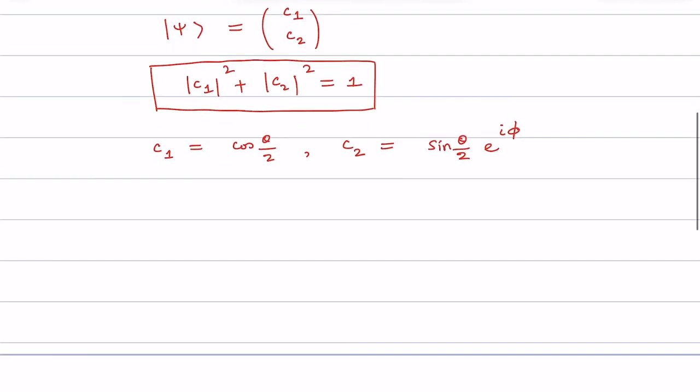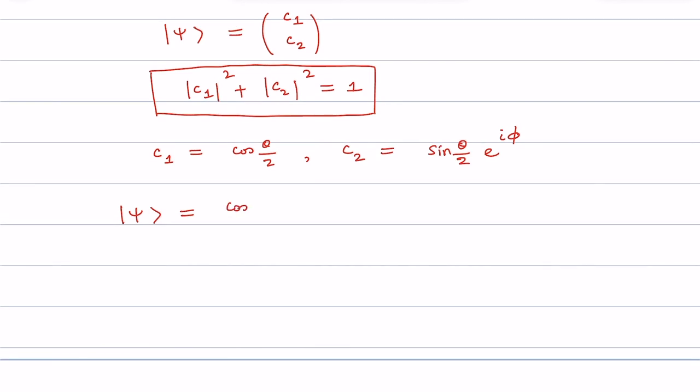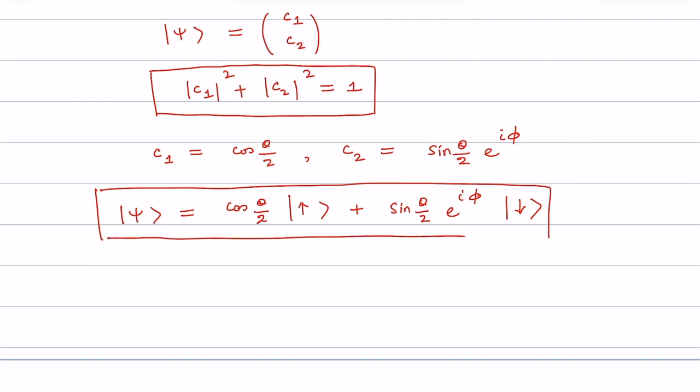it has its own utility when we write the arbitrary ket psi in this two-state system, which in our case is a spin half system, in this form: cos theta by 2 up state plus sine theta by 2 e to the power i phi down state. Okay, so this is what we have. Now this gives us a very nice and intuitive picture of the state space of the spin half particle. In fact, any qubit can be represented in a nice diagram that I'm now going to discuss.